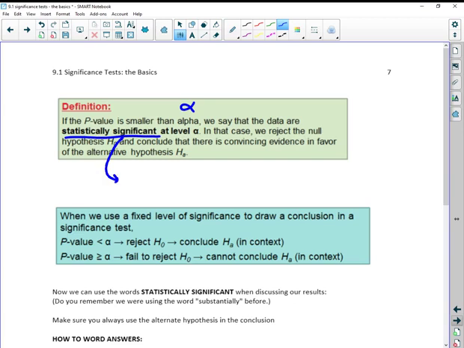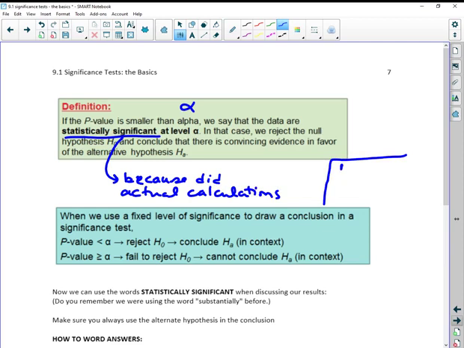We can use that word because we did actual calculations. In writing, if you have no calculations, you should use the word substantial.